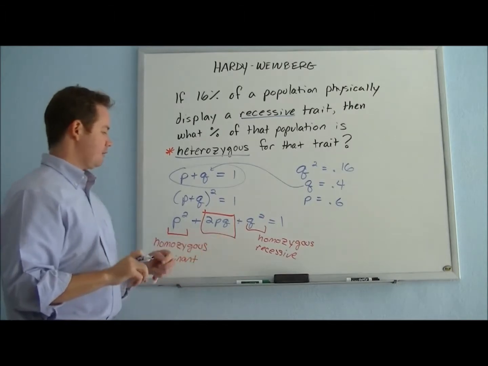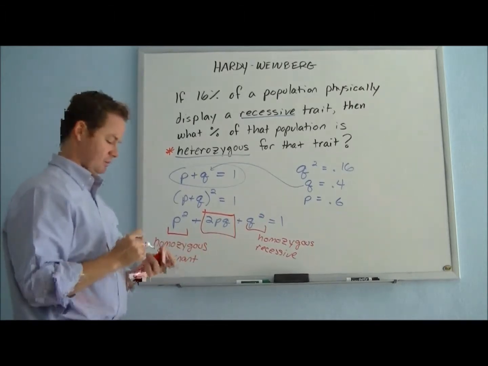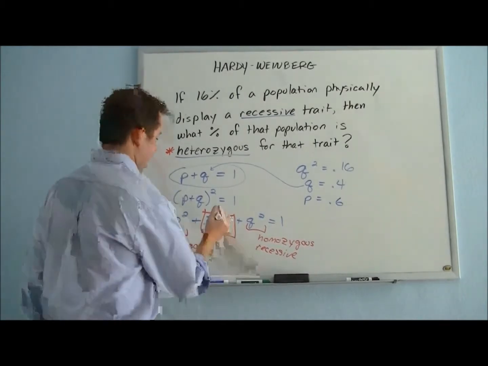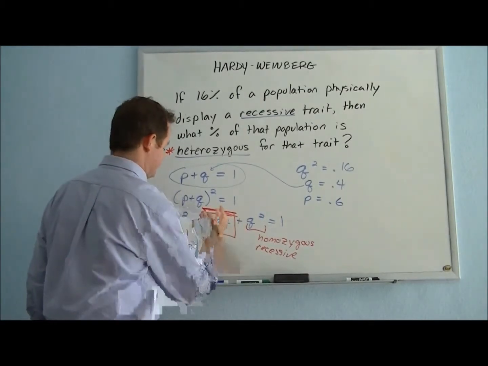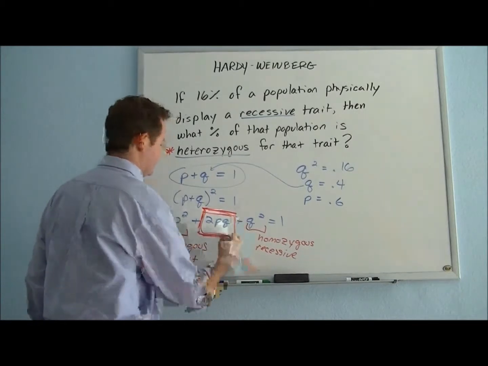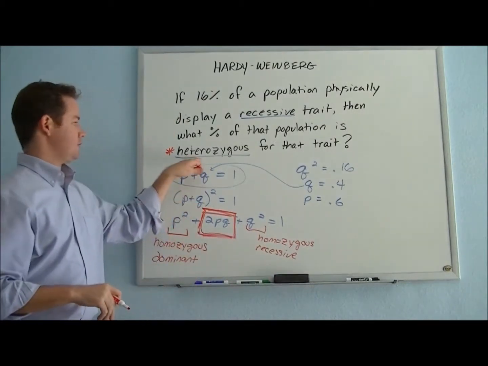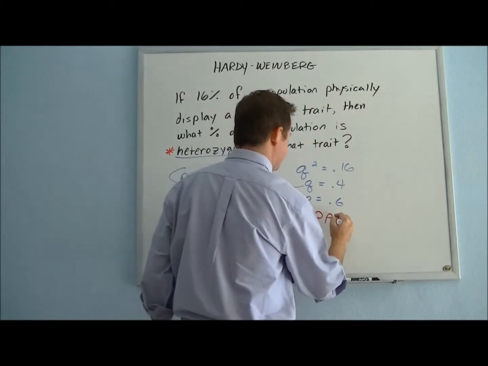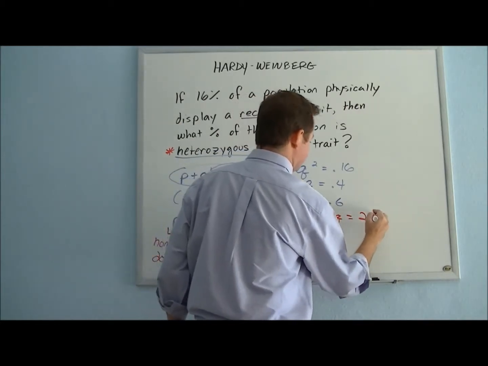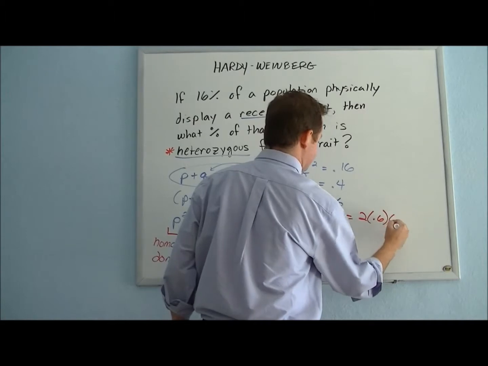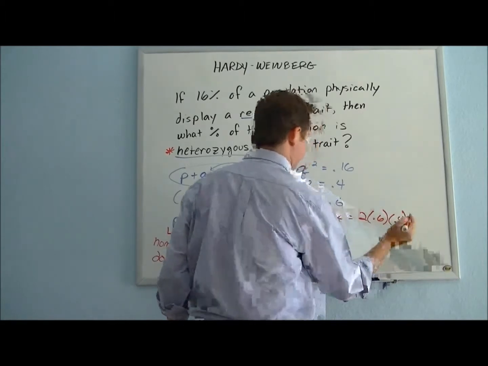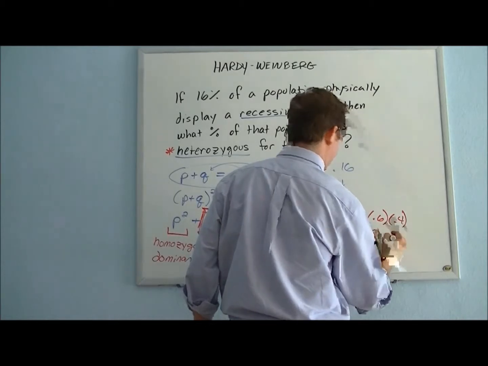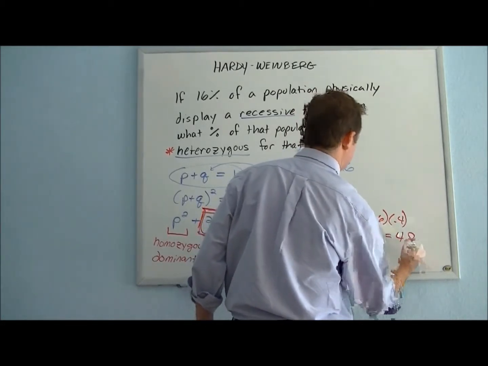And then to find the heterozygous part of the population, which is the key that we're looking for in this question, remember, this is where our answer is going to be. This tells us what percentage is heterozygous. So here, we just plug in 2PQ equals 2 times 0.6 times 0.4, and that comes out to be 0.48 when we do the math on that, which is equal to 48%.